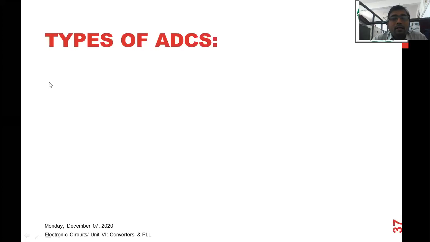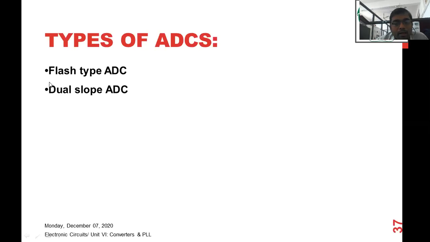Now we have to see the types of ADC. There are various types of ADCs available, and you can categorize the ADC in different respects, like programmable, non-programmable type, closed loop, open loop type A to D converter, direct A to D converter, and integrating type A to D converter. There are various ways that you can classify the A to D converter. But as per the syllabus, we have to learn three types. The first one is flash type, the second is dual slope, and the third one is successive approximation A to D converter.